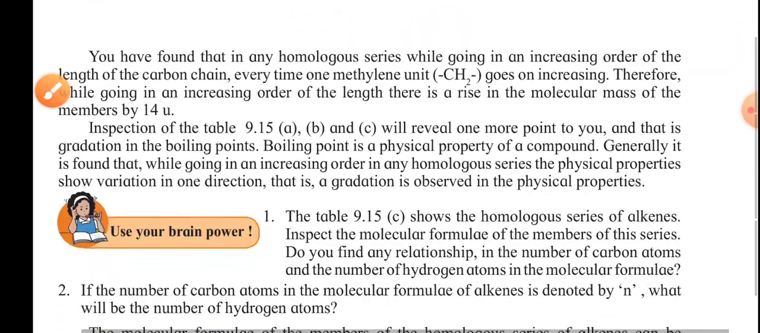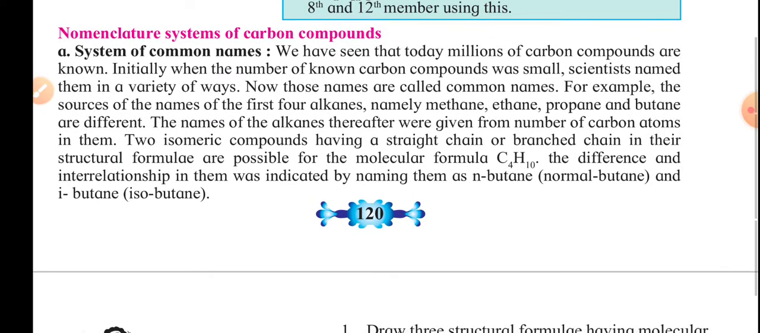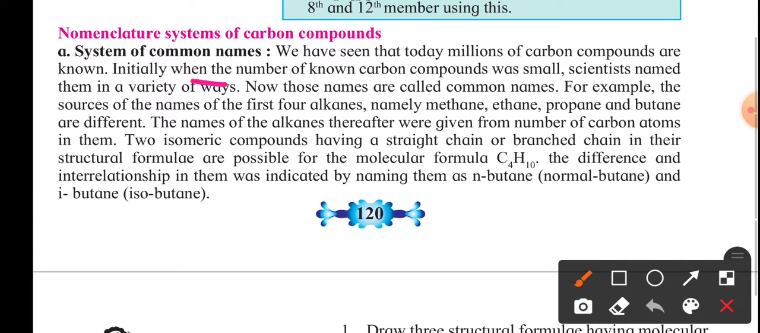Further, they have talked about the nomenclature system of carbon compounds. The system of common names: how to give names to a particular structure. Initially, when the number of known carbon compounds was small, scientists named them in a variety of ways, but that is not possible because carbon has a huge list of compounds, as we already discussed in the previous video.